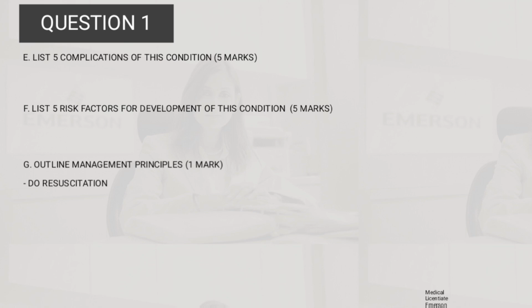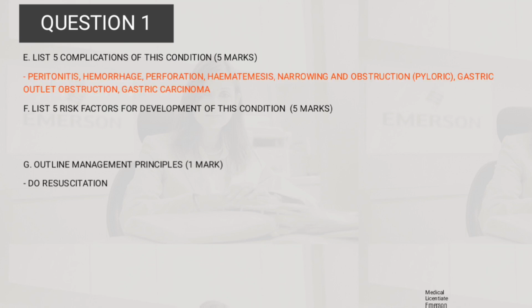Okay, then 5 complications of this condition. You can have peritonitis, hemorrhage, perforation, hematemesis, narrowing and obstruction. You can lead to a pyloric stenosis. Then you can have gastric outlet obstruction and a gastric carcinoma. These are some of the complications that might set in.